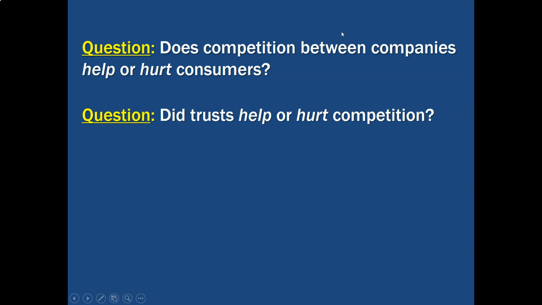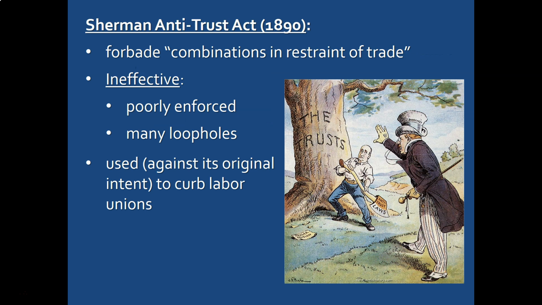So does competition between companies hurt or help consumers? The answer is it helps us, because when companies compete, prices tend to go down and the quality of the products tends to go up, because these companies want your business. They compete to produce better things at better prices. Do trusts help or hurt competition? Of course they hurt competition, because if all the businesses in a particular industry are controlled by one business, then there is no competition really going on. This brings us then to a reaction against the trusts. It's called the Sherman Antitrust Act of 1890, and this made illegal so-called combinations and restraint of trade.